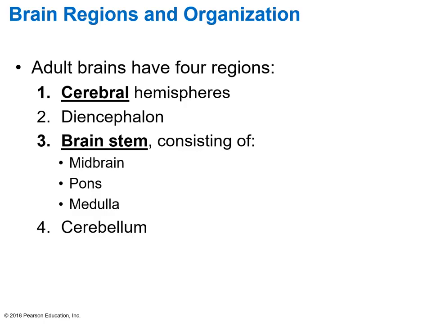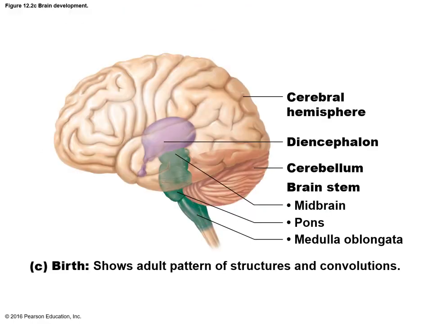The adult brain is divided into 4 different regions. You've got the cerebrum, the diencephalon, the brainstem, and then the cerebellum. Now, some of these, such as the brainstem and the diencephalon, have smaller components within them, or they can be divided even farther into smaller parts.